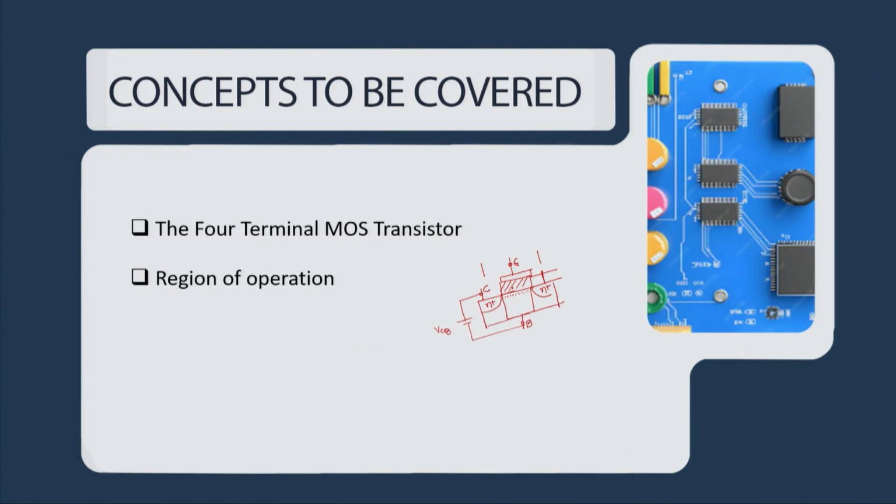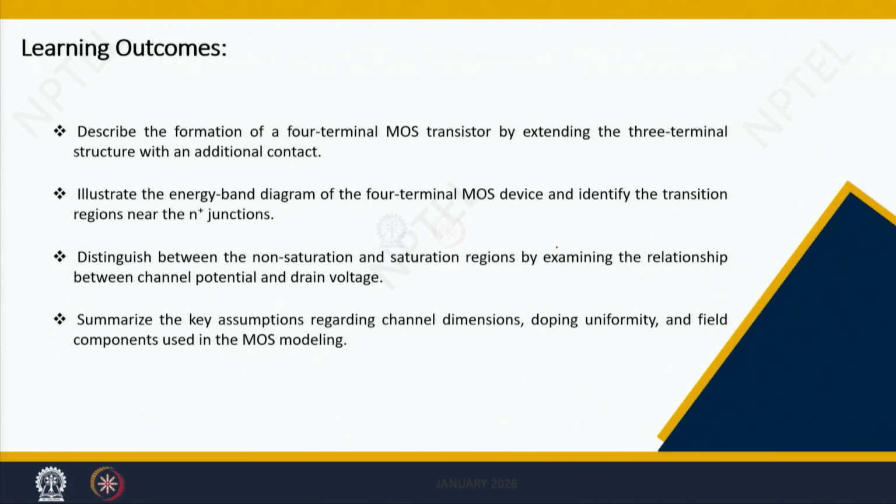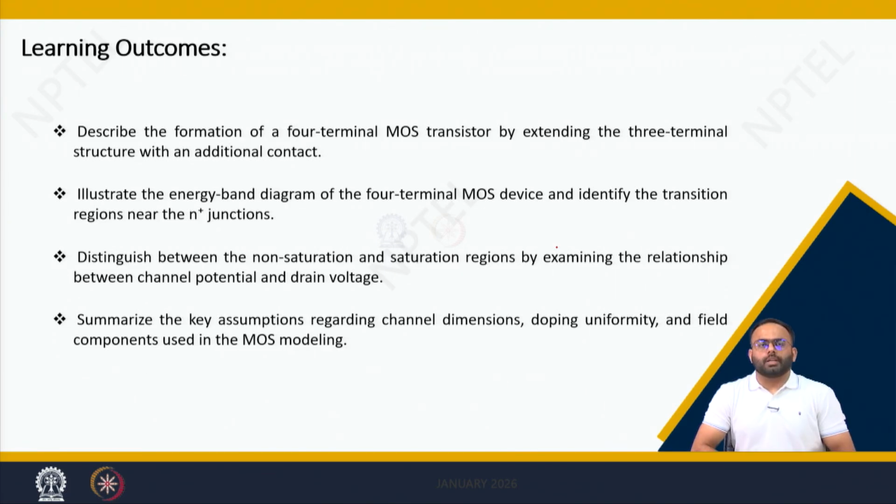Here we are now defining other terminals, that is source and drain. So instead of C, we replace this terminal name by source and drain. We will see how we decide the region of operation of the MOS transistor in this lecture. These are the learning outcomes which help you to understand the 4-terminal MOS transistor by extending our analysis of the 3-terminal structure. This will also help you to define the different regions of operation.